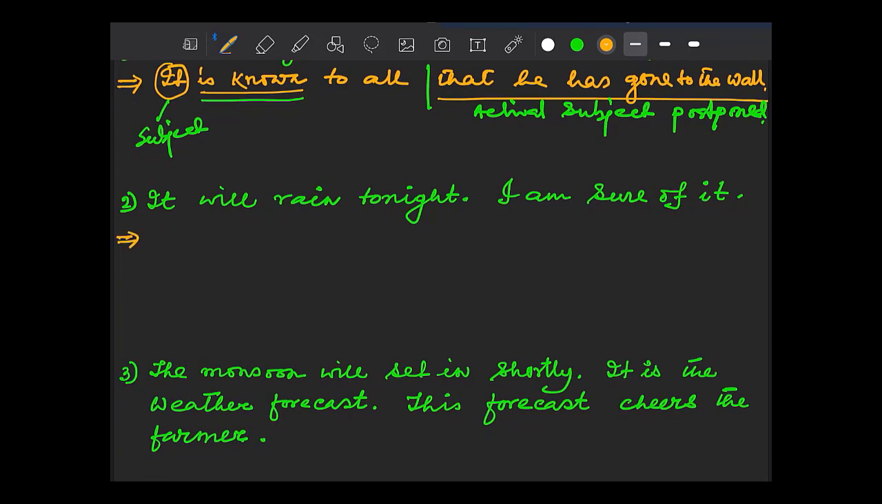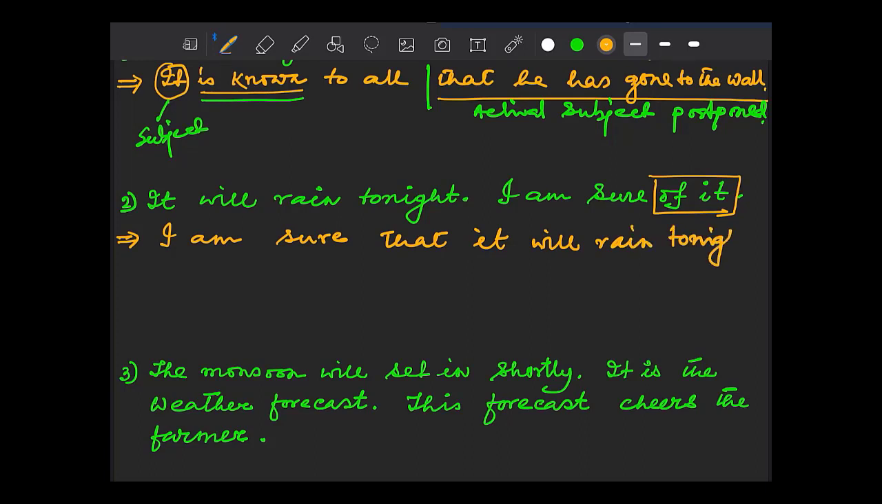Okay, now go there to the second question. It will rain tonight, I am sure of it. Sure. In this place I will use the other sentence. I am sure. Sure is the adjective, you know, and this will be the complement to this adjective. So I am sure that it will rain tonight. I am sure, this is the adjective and this is the complement. Okay, I am sure that it will rain tonight.